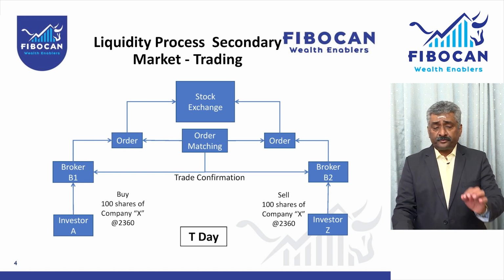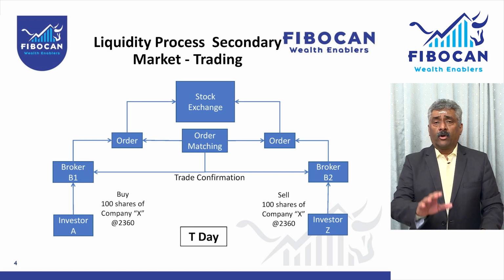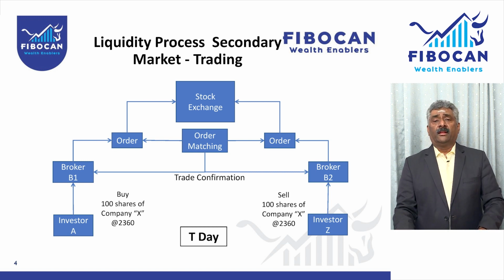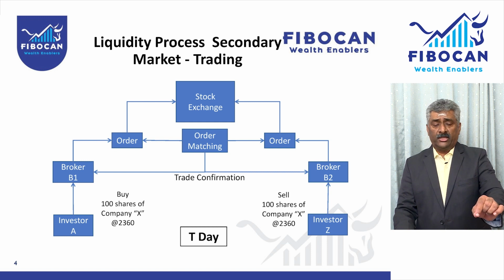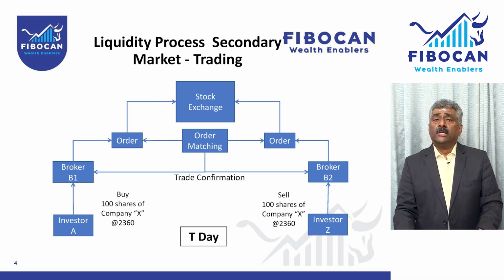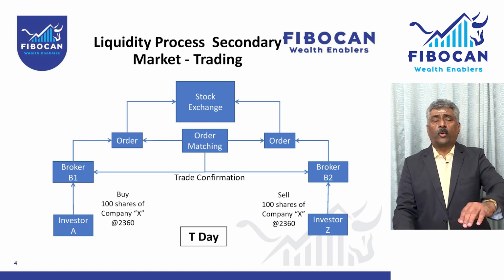Why? We will understand. As you can see in the picture, we will go one by one. Investor A is there, and his or her broker is broker B1. Then there is another investor Z, whose broker is broker B2. Now investor A does not know investor Z, and does not know broker B2 or any broker other than broker B1. So now investor A wants to buy 100 shares of company X at 2360 rupees. That is the price it is quoting now.